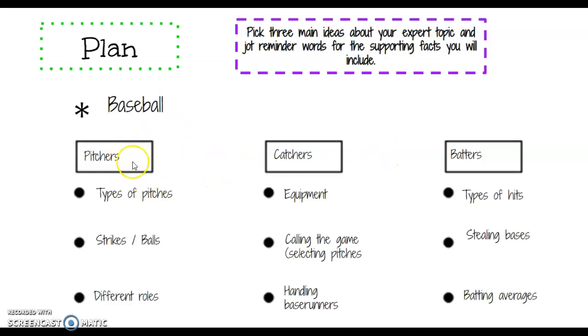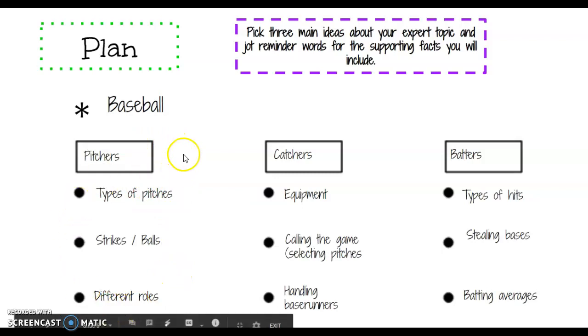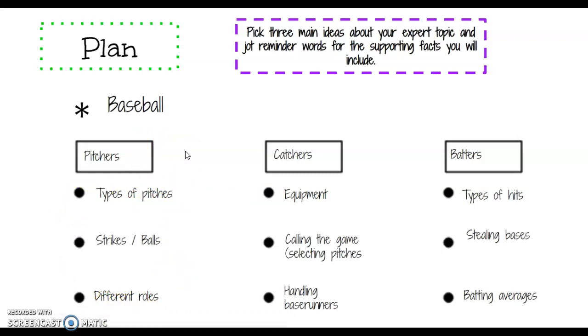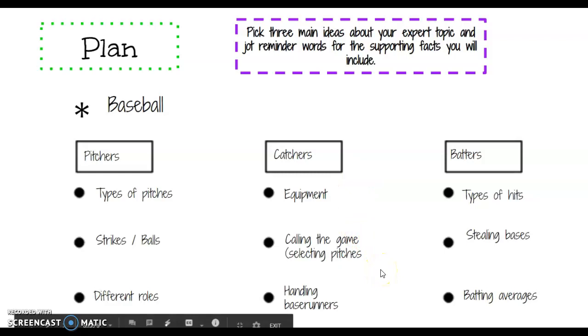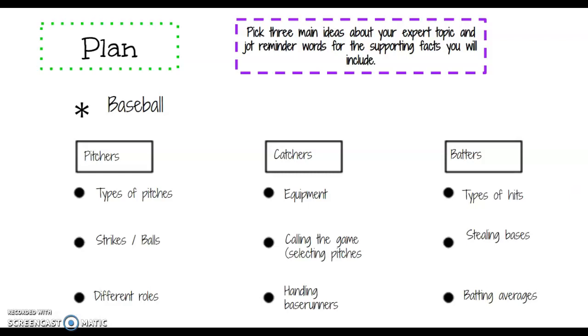So for my first body paragraph, I'm going to talk about the pitchers, what kind of pitches they throw. They can throw a strike, or if it's not over the plate, they can throw a ball, the different roles that pitchers play. Catchers, I could talk about the equipment that they have to wear, calling a game, selecting pitches, base runners, and then batters, the type of hits, stealing bases, and the batting average that tells about how successful you are as a batter. And so I narrowed it down to those three different body paragraphs: pitchers, catchers, batters.